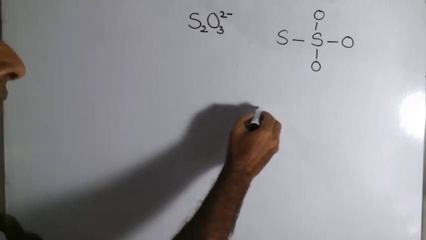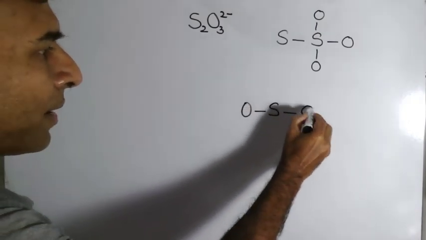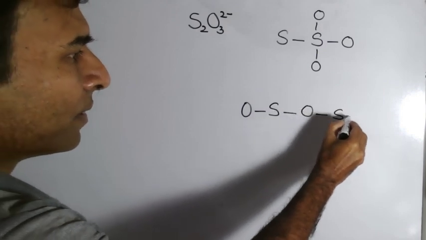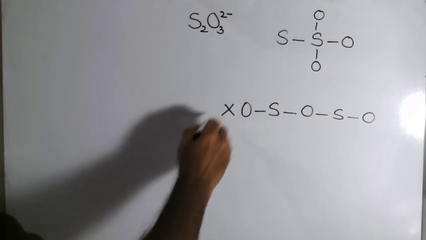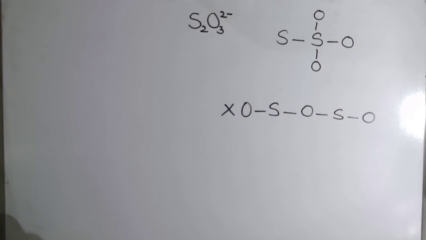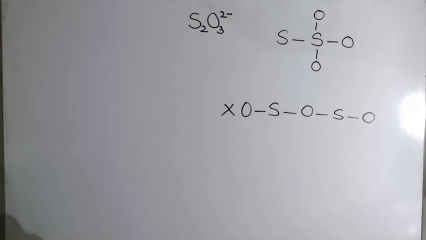In that one, one oxygen atom comes in the middle, and to that oxygen atom, two sulfur atoms are joined. But this is not going to be stable because this center oxygen atom has to keep two larger sulfur atoms and two oxygen atoms bound to that sulfur atom. So this is the correct one we use when we are going to draw the Lewis structure of thiosulphate.